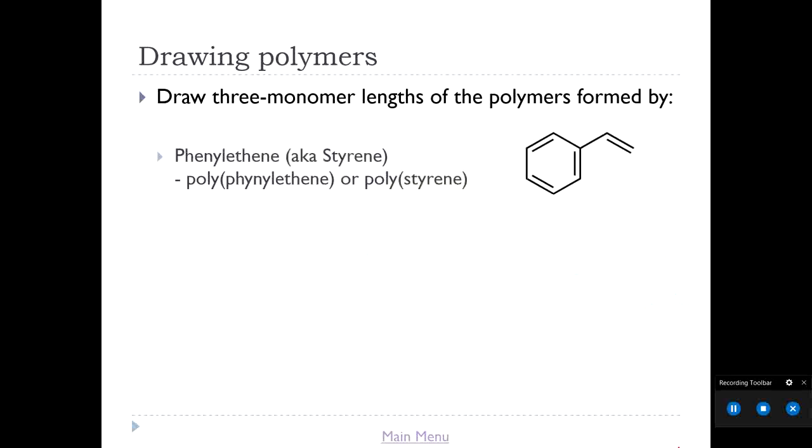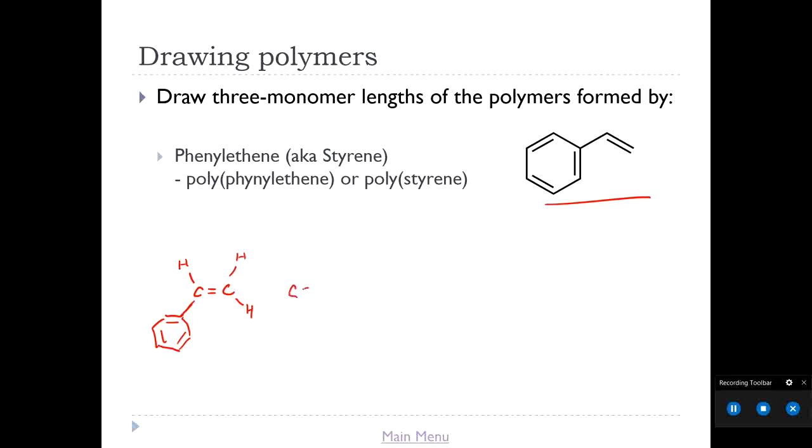Let's take a look at another example. This is phenylethene, which is also known as styrene. Okay, and it makes polystyrene or styrofoam. So here's our monomer. Okay, so we have a C double bonded to a C, and we have our benzene group coming off the bottom of the first C there. Okay, so it looks like this, and then there would be a hydrogen here, and a hydrogen here.